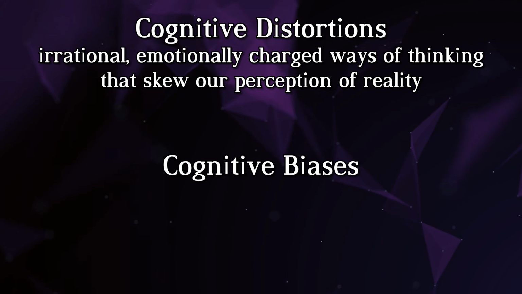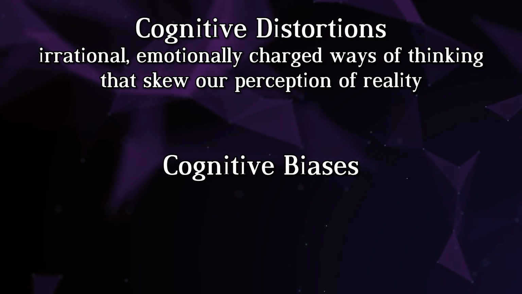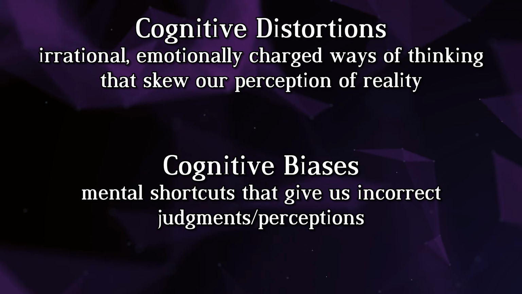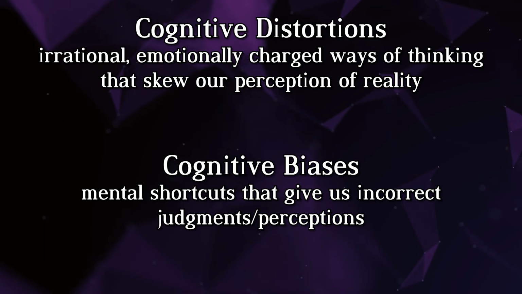Distortions, if you're not aware, are these irrational, often emotion-charged ways of thinking that skew our perception of reality, whereas cognitive biases are mental shortcuts that sometimes give us incorrect judgments or perceptions. Unpacking distortions tends to happen more in clinical settings like in therapy, while unpacking cognitive biases tends to happen more in the research. Also related to these two concepts, but won't be included in this video, are cognitive errors, which are reasoning mistakes such as logical fallacies. The reason I won't cover that in this video is that it will be in a separate video.